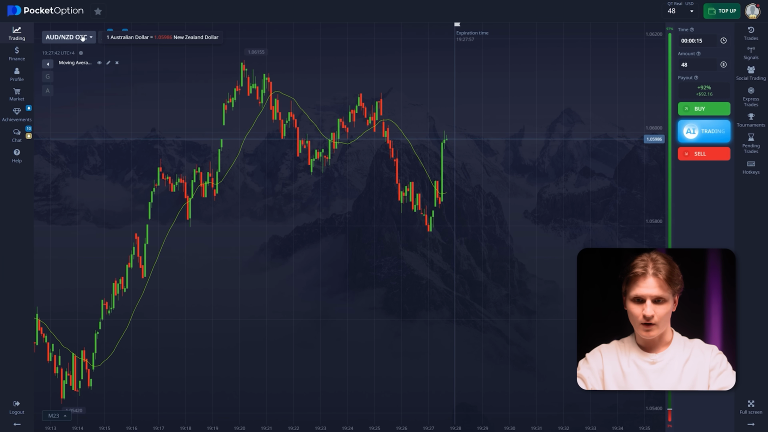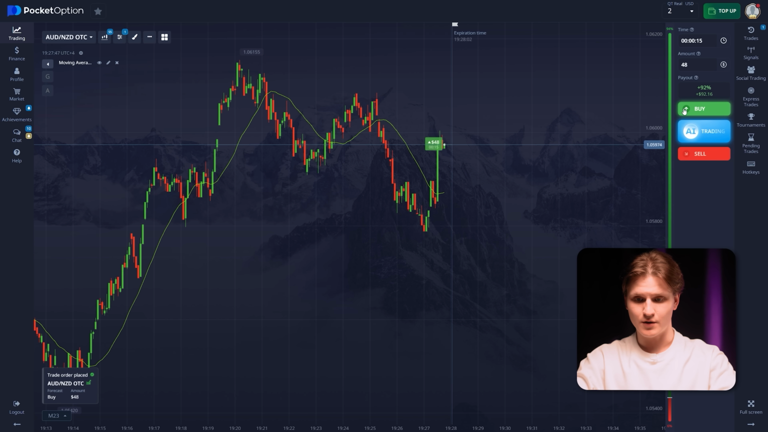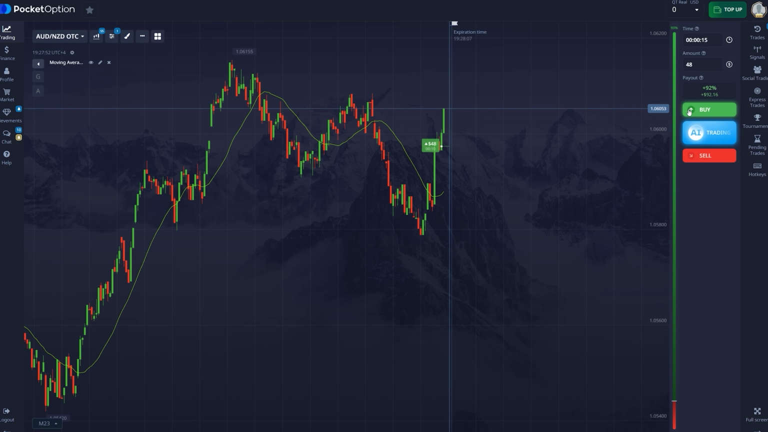Let's move on. In this situation, we see the beginning of an upward movement. So I open a position up and wait for the expiry time. And at the end of the transaction, I will give you more details about the situation.